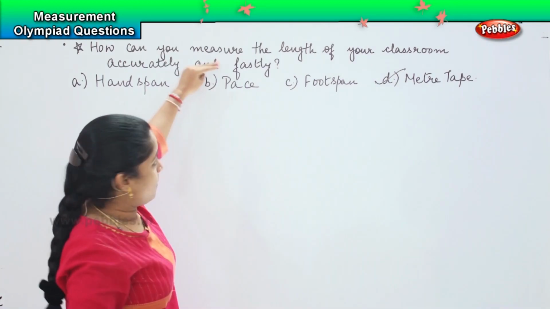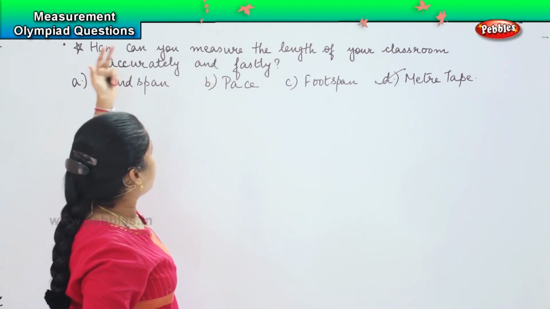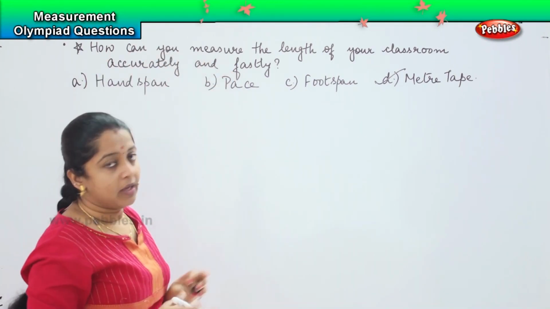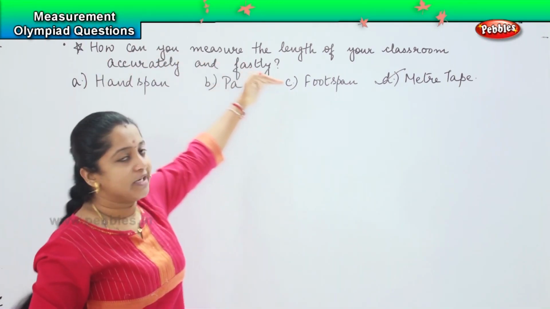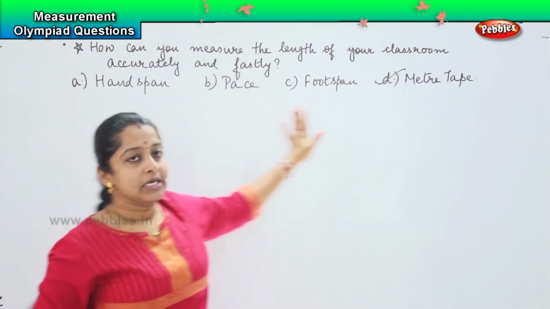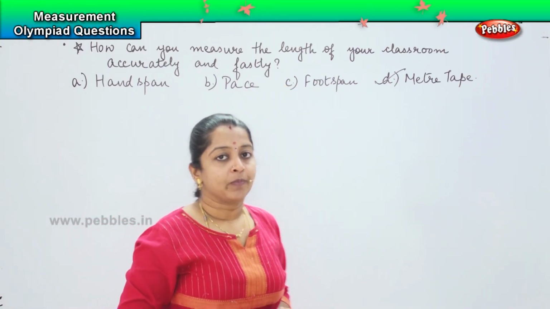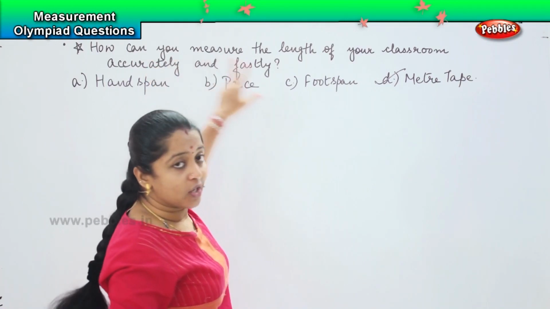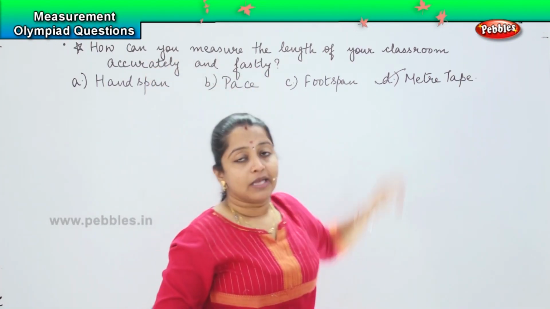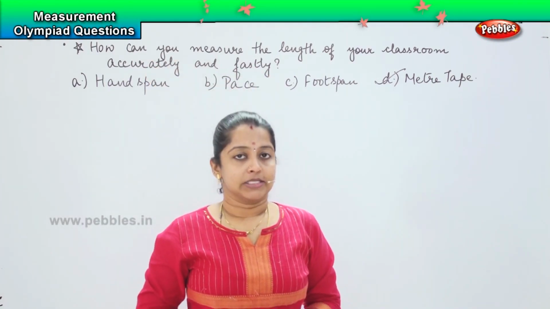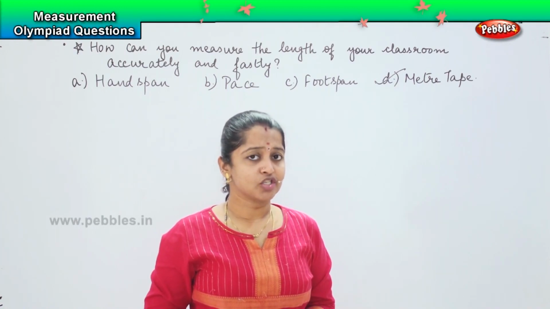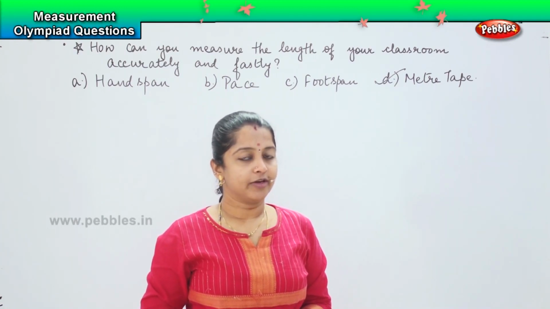If they had asked the same question, how can you measure the length of your classroom, without mentioning accurately and fastly, in that case these options would have been correct. But since they have asked us for accurately and fastly, meter tape will be your right answer. Have you understood, children? Shall we move further?